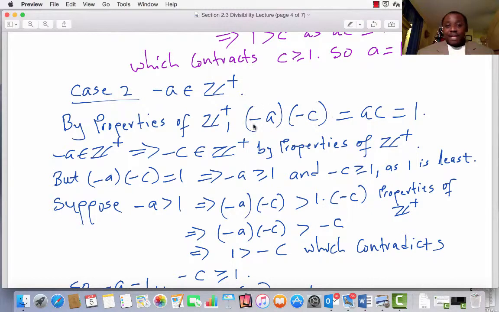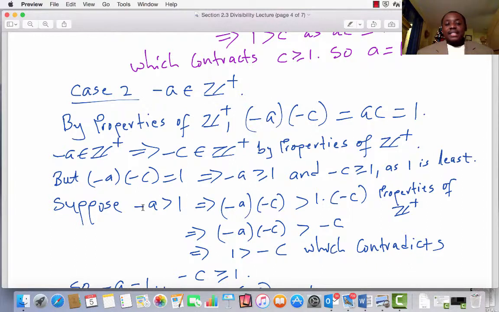But if negative A is in Z plus, negative C is in Z plus, 1 is the least element in Z plus, that means negative A is greater than or equal to 1, and negative C is greater than or equal to 1. Again, negative A has two options. Negative A can either be greater than 1 or negative A can be equal to 1.